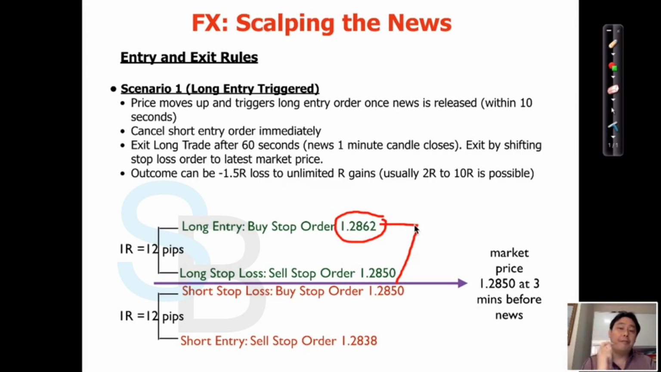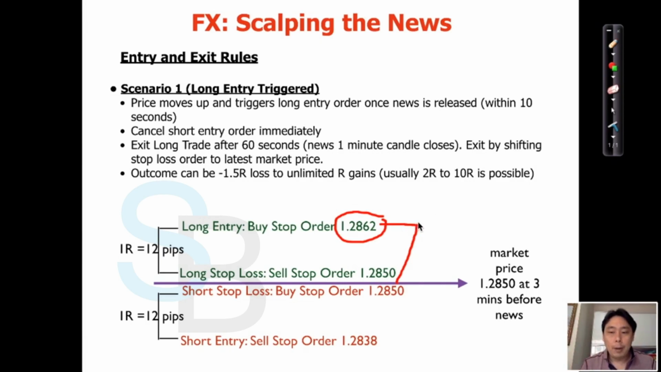Now, you may not get filled at 2862. Recall, a buy stop order means that when that price is reached, you'll get triggered and converted to a market order, which means you will buy at whatever the market price is at the time. So you may not get 2862, you may get 2863, 2864, 2865. But most of the time you get somewhere around 2862.